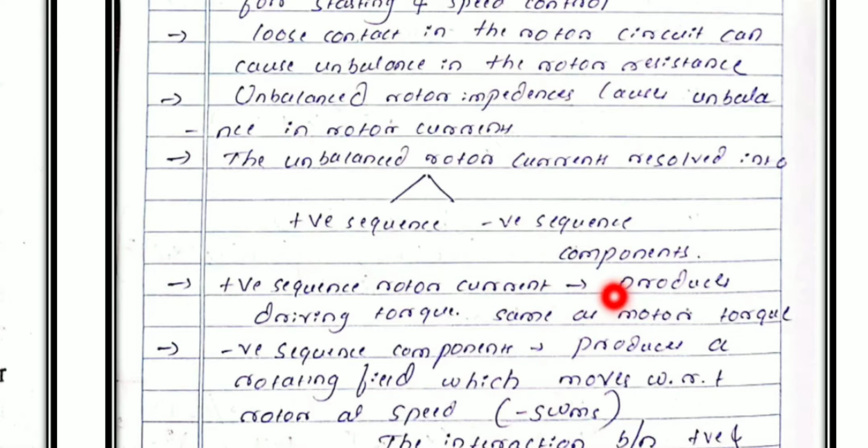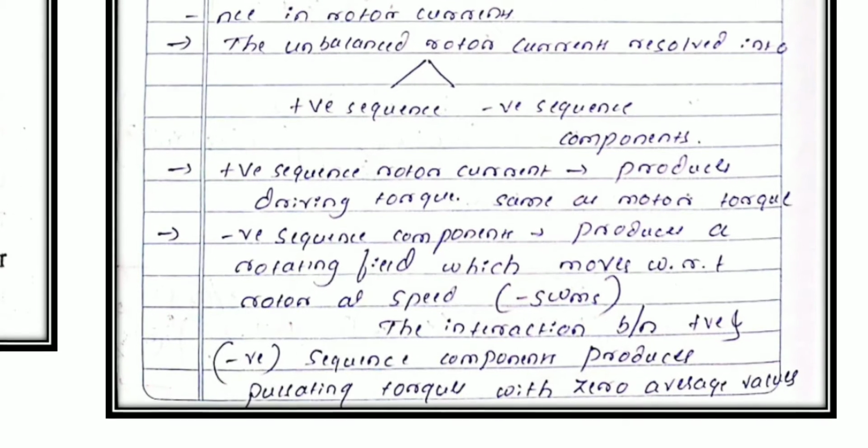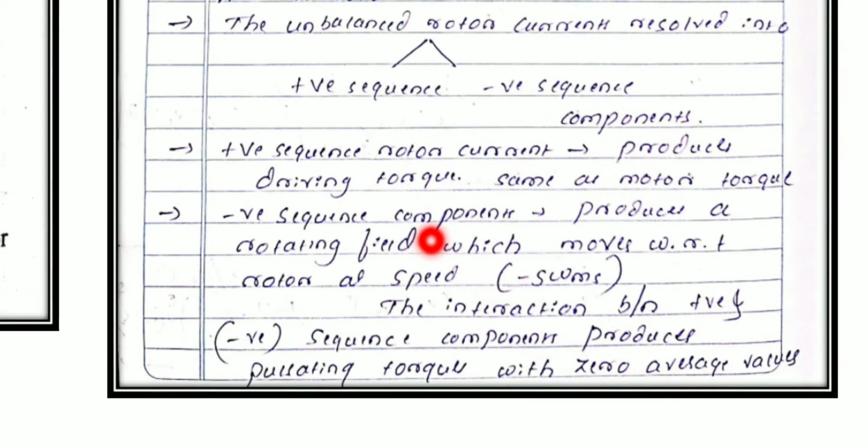Due to this positive sequence current, a driving torque is produced, that is represented by TP. This torque will be the same as the motor torque Tm. Okay. Next, one more important component, the negative sequence component. The negative sequence component also produces a rotating field. This rotating field moves with respect to the rotor at a speed of minus s omega ms. Omega ms is nothing but the synchronous speed, and s is the slip. The negative sign is taken because this rotating field moves at a speed in the reverse direction. That is why the negative sign is used here.